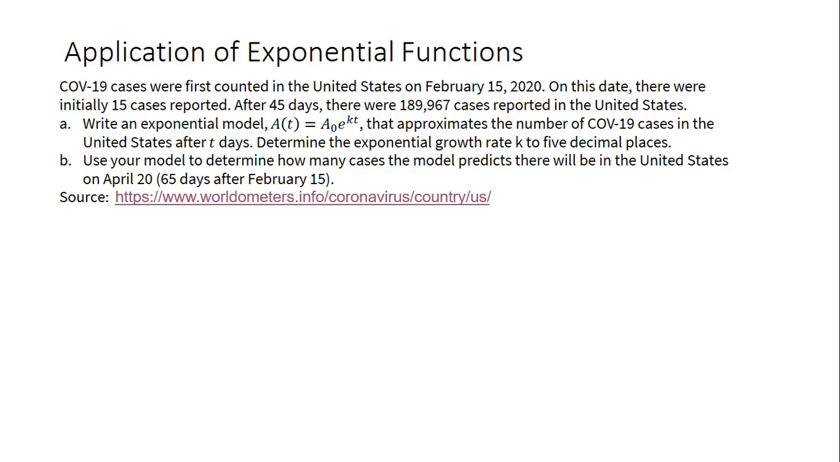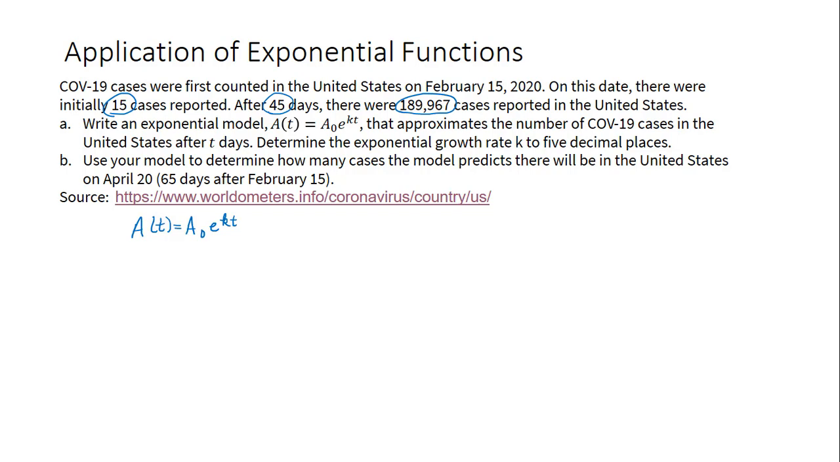The first thing we need to do is think about what our model requires. Our model A of t, which is equal to A sub 0 e to the kt, tells us that we need to know 3 different values to be able to plug in to find an unknown value. We know an initial value. There were initially 15 cases reported. We know the ending amount, 189,967, and we know a time that occurred, which was 45 days. If we substitute those 3 values, we can figure out what the growth constant is.